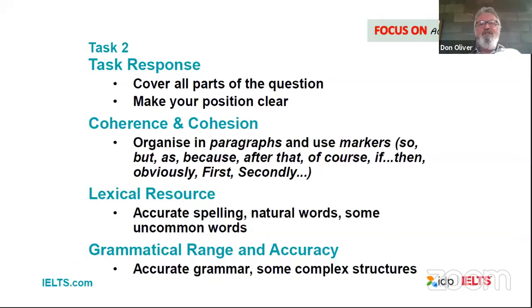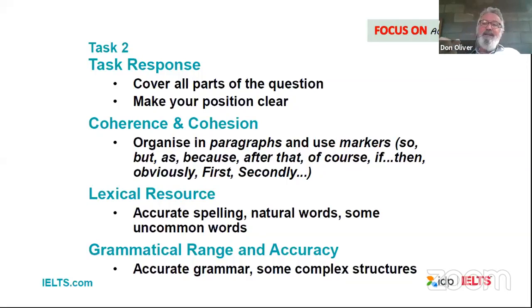Okay, we've looked at all of the criteria, and just to sum up for you, the first criterion, task response, cover all parts of the question. Make your position clear. The second criterion, use paragraphing logically. Use markers, use words that connect ideas. So, but, as, because, after that, of course, if, then, obviously, first, secondly. These are the words that the examiner is looking for to give you a high score for coherence and cohesion.